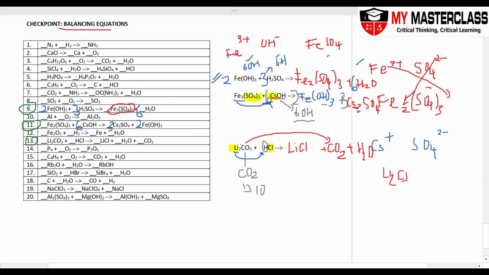So balance the metal first. Lithium is 2. So when your Li changes, your Cl also changes, so I put a 2 in front. Now you see there's 2 H, this 2 H will partner the O to give me H2O, and this is your balanced equation. So in balancing equations, let me repeat: balance metal first, polyatomic ions next, and they will always stick together. Then balance your H and O last because they stick to many compounds.